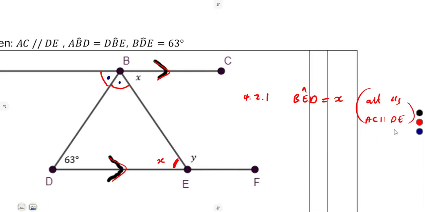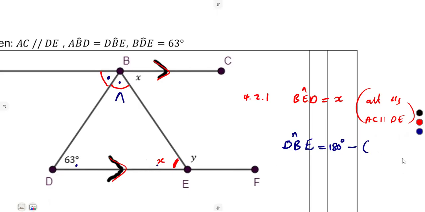Another thing that we can use is this condition of the angles that are equal: angle ABD and angle DBE. They told us that they are equal. So let us find angle DBE, which is inside the triangle, in terms of x. Angle DBE will be equal to 180 degrees minus these two angles that are inside the triangle, the 63 and the x.